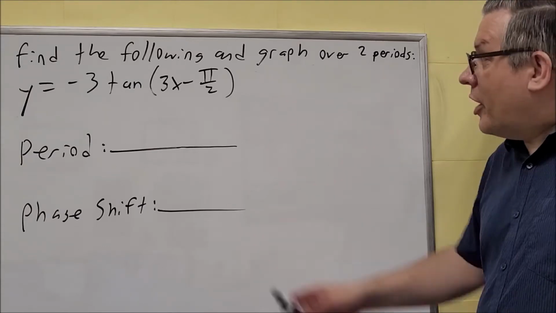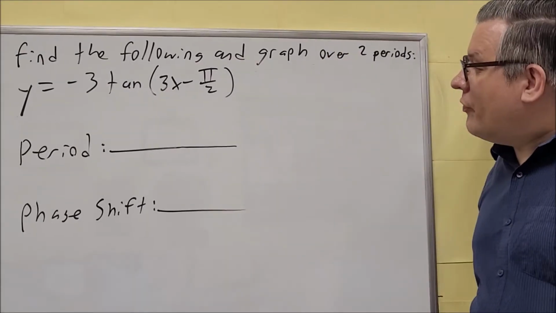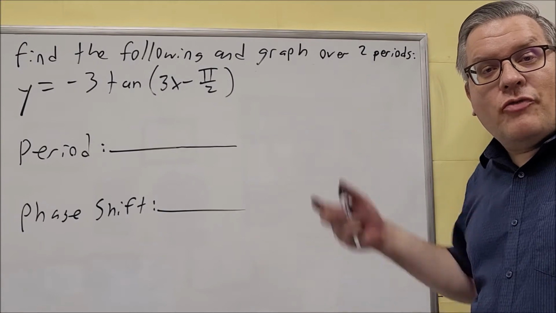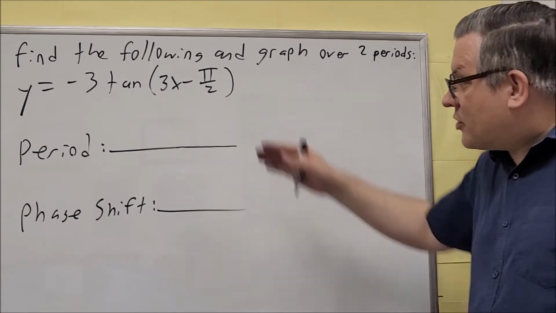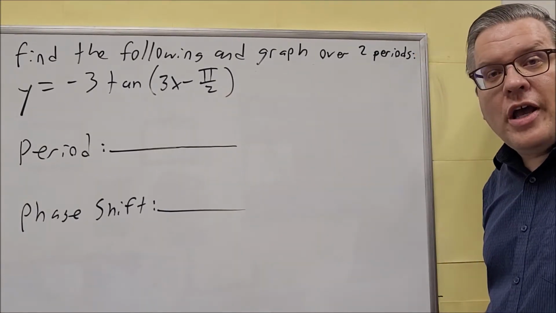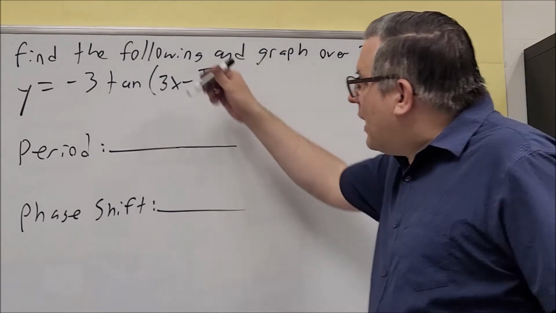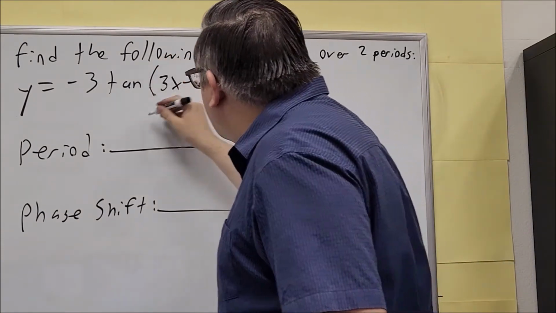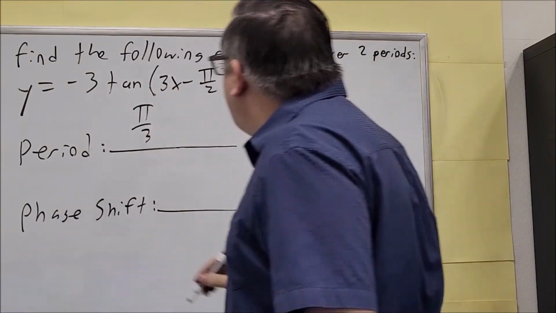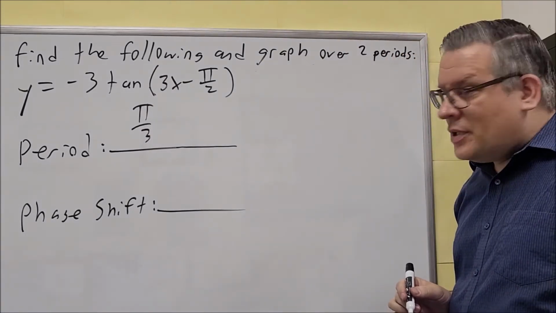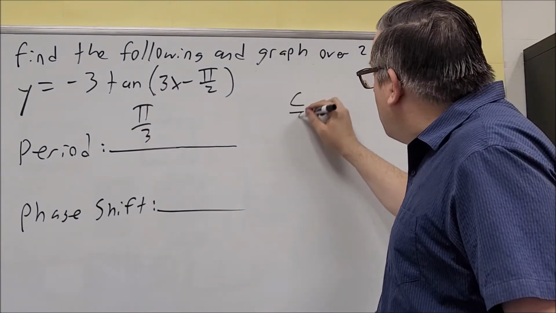Okay, for this problem, we've got a minus sign in front of the tangent, which means that eventually we're going to have to do a flip. Let's first start out with finding our period and our phase shift. Period is pi divided by the number in front of the x, so pi over 3 is what we're going to have there. Now for the phase shift, let me write that formula up here.